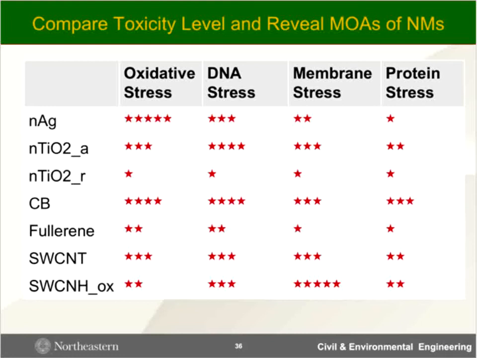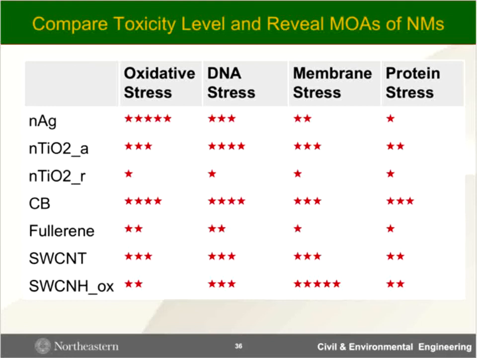And then similarly, I can summarize the results in a different format, for example in a table. If you look at all the materials on the left-hand side, nano silver, titanium dioxide, anatase or rutile, carbon black, fullerene, etc., then on the other axis I can put the different types of stress, different types of damage, into categories. Then I can just put in a semi-quantitative number tally, or just a semi-quantitative star.